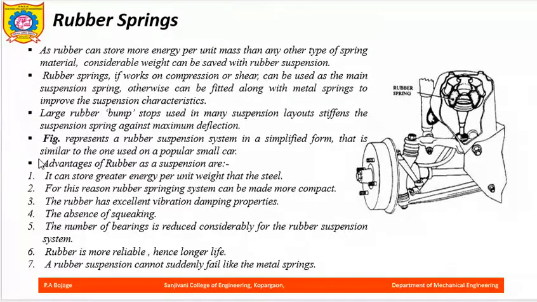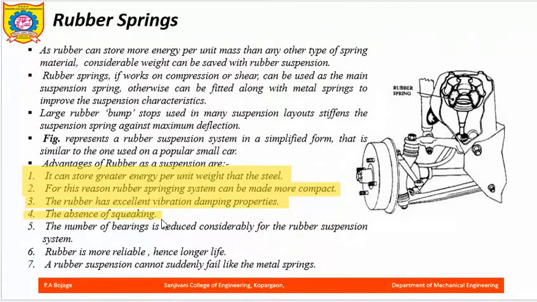Now, let us go through the advantages of rubber springs. What are the advantages? First, it can store greater energy per unit weight as compared to steel. For this reason, rubber spring systems can be made more compact. So this is the biggest advantage. It is compact and it can handle more weight per unit, or it can store greater energy. The rubber has excellent vibration damping properties.